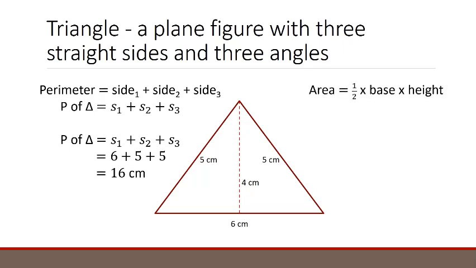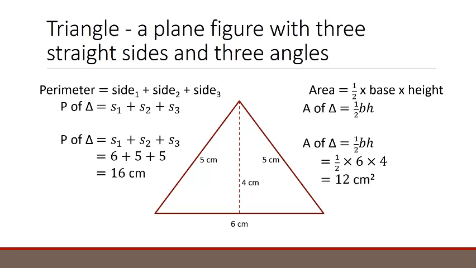The area is half times the base times the height. So the area equals a half BH. Substituting, the base is 6 and the height is 4, we end up with 12 centimetres squared.